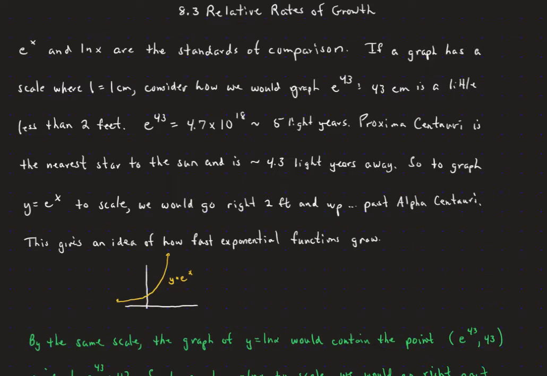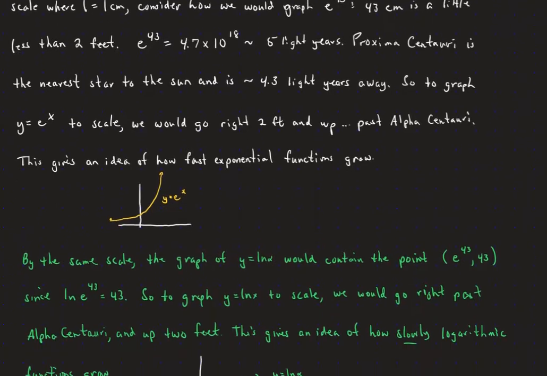So to graph y equals e to the x to scale, we would, on our graph, go right 2 feet and up just past Alpha Centauri. So that just gives you an idea of how fast exponential functions grow. And that's why, at least for now, they're the highest order of magnitude function that we have encountered.